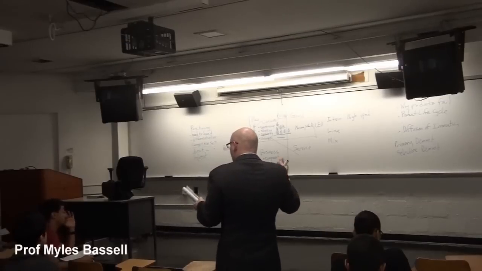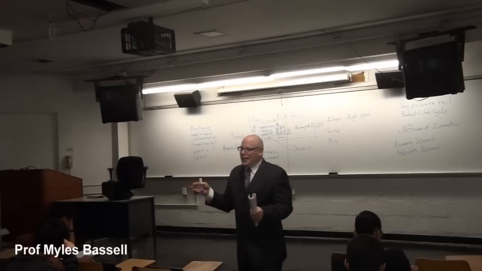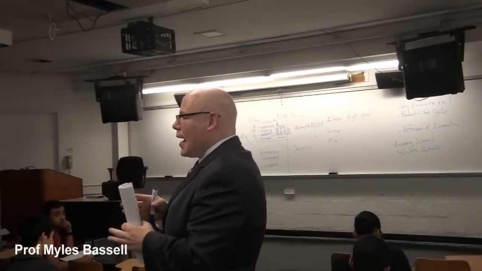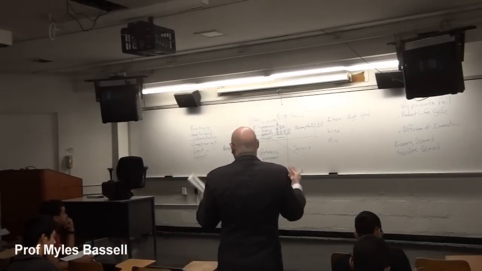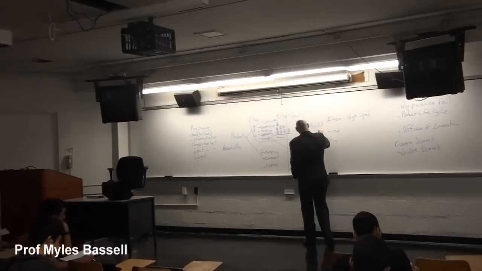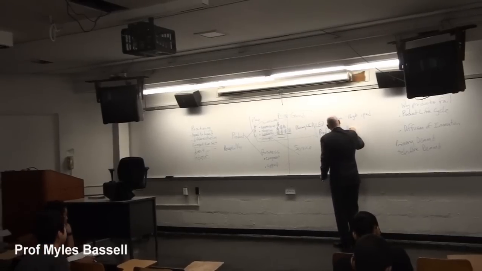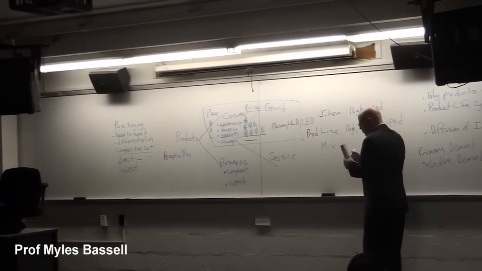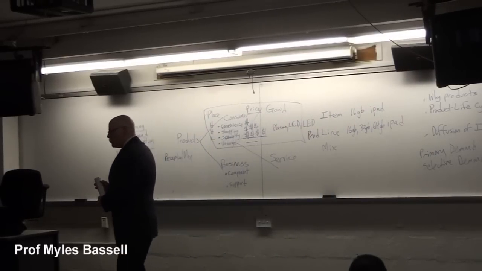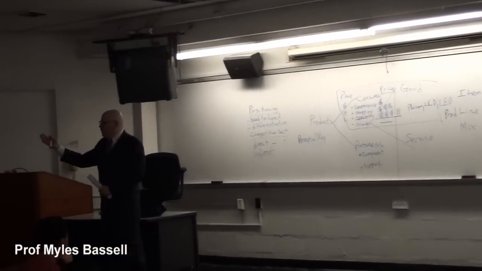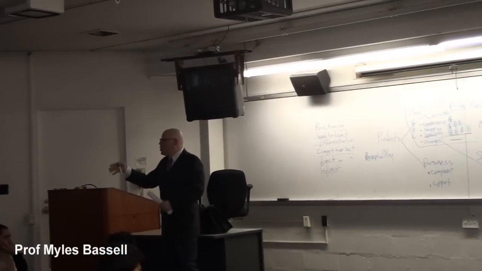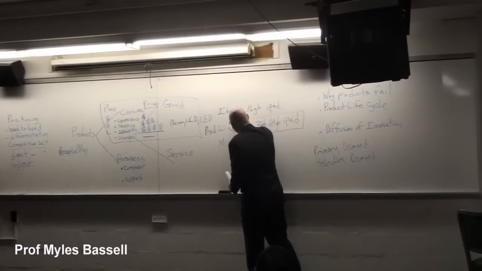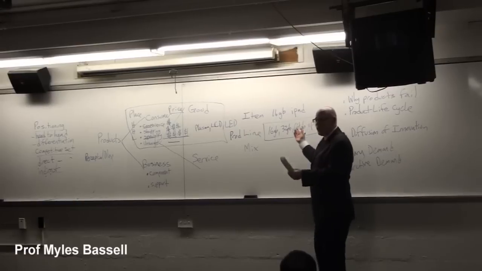So a 16 gigabyte iPad is an item. A 32 gigabyte iPad is an item. A 64 gigabyte iPad is an item. When we group all of those items together, that makes up our product line. Questions about that? So we see what the items are. When we group those together, that's our product line. This is the Apple iPad product line. We have a 16 gigabyte, a 32 gigabyte, and a 64 gigabyte.